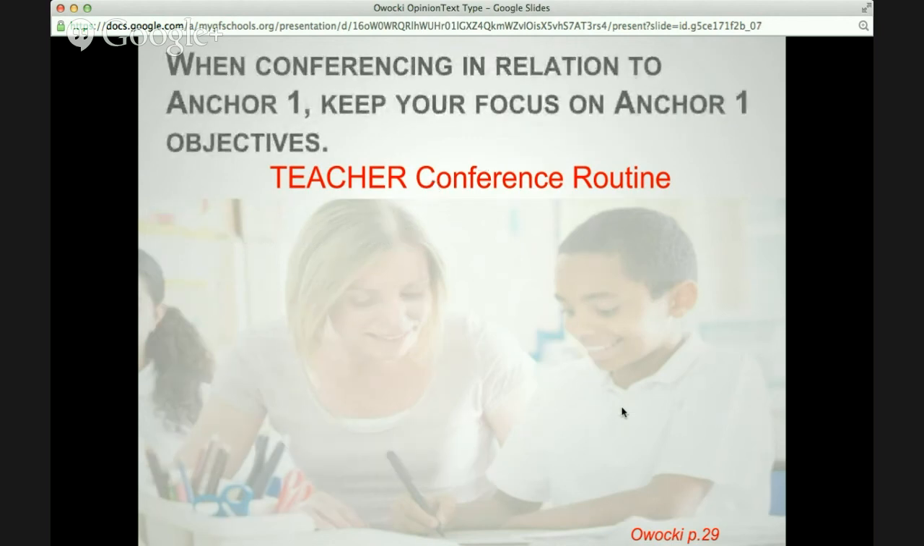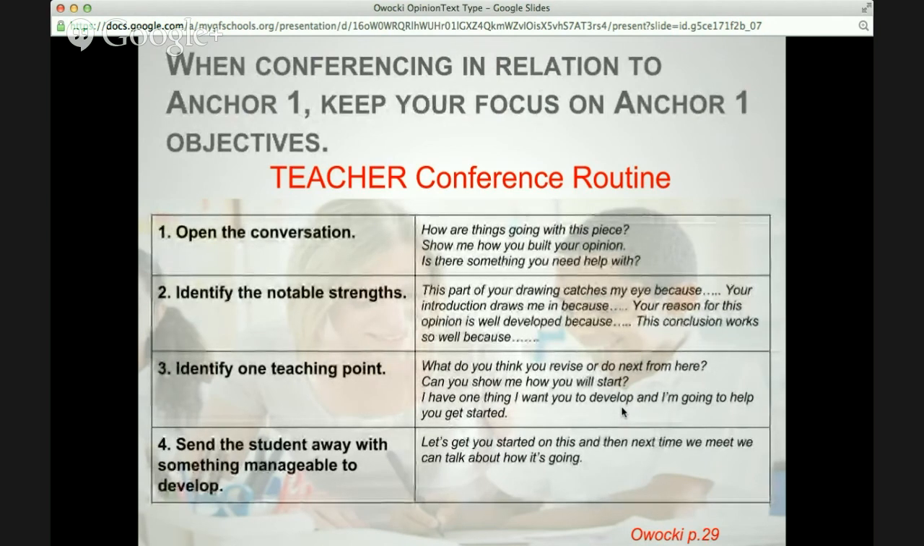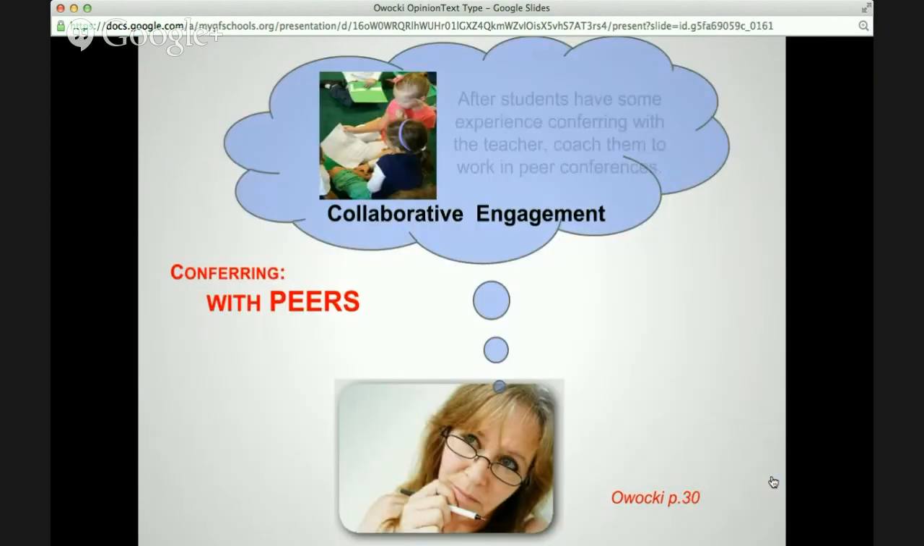And what that looks like for anchor 1, opening the conversation, you might say something like, show me how you built your opinion. Under strengths, you might say your reason for this opinion is well developed because... One teaching point might be, what do you think you are going to revise or do next from here? This time we're going to talk about whatever. Next time we'll... this is all specific to anchor 1.